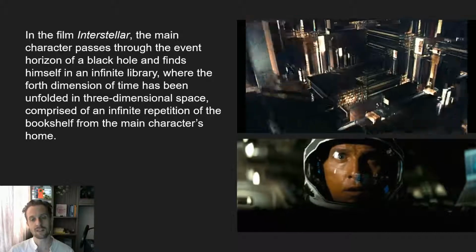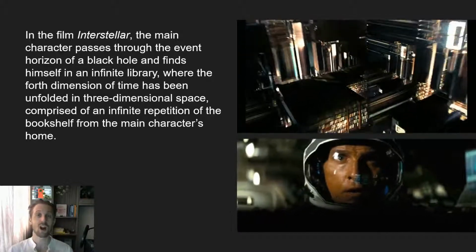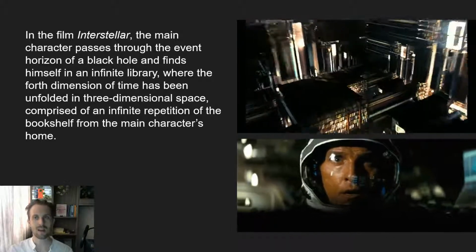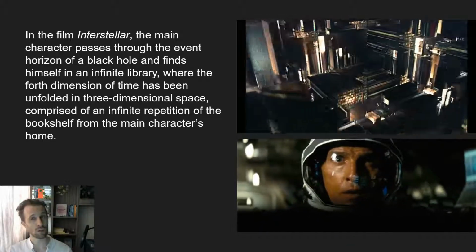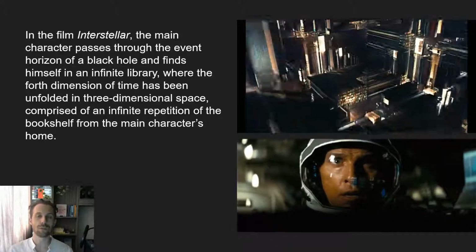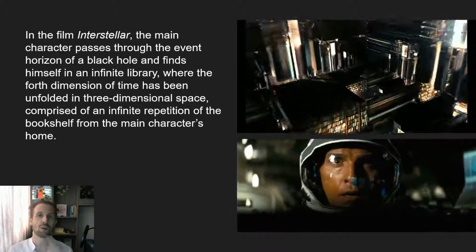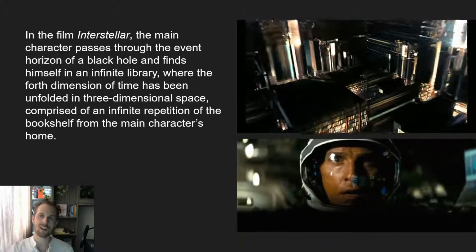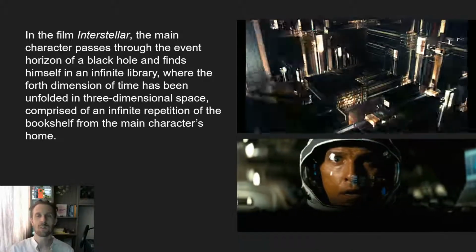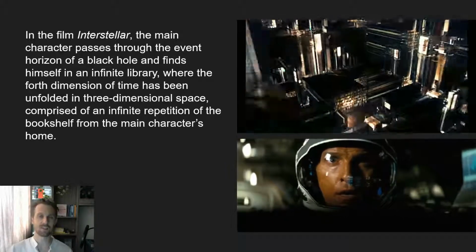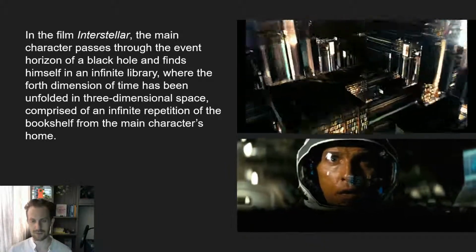In this case, the library represents time, but displayed in a kind of three-dimensional space, and displayed as a series of bookshelves. And every bookshelf is the bookshelf from the original home of the protagonist, but unfolded over time. So it's the infinite bookshelf where space and time are connected together into this strange kind of fractal space.